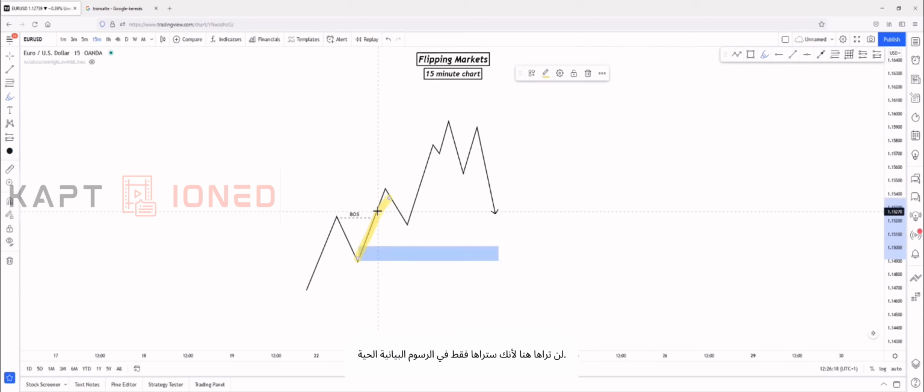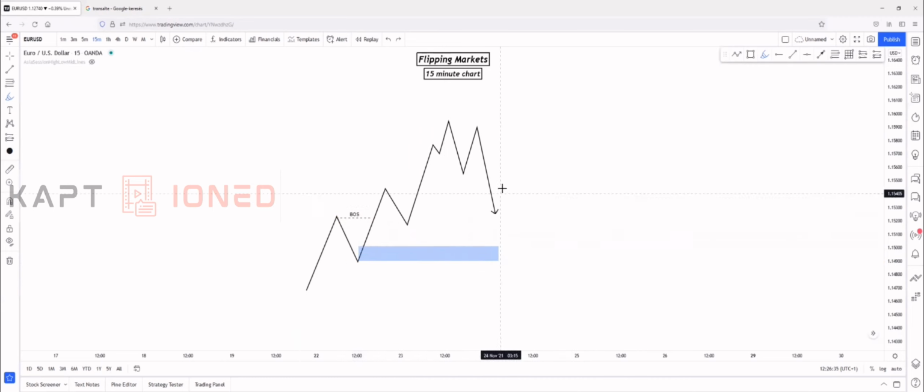You won't see it here because you'll only see it in the live charts. But let's say this created inefficiency. As you can see, this broke structure to the upside. So it will be a valid demand zone. The third criteria will be it has to create or collect liquidity, but we'll talk about that later.